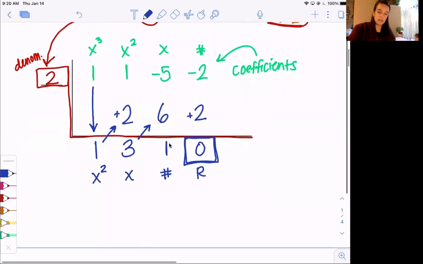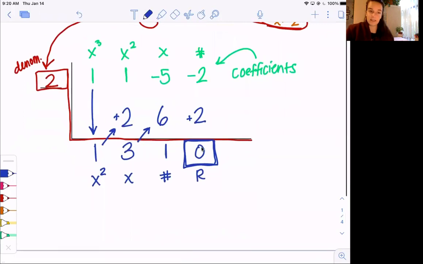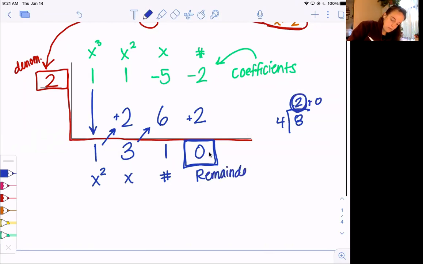So when I write my answer, well, my remainder is 0. I don't have anything left over. So when I write my answer, I don't need to include this remainder. If I was doing 8 divided by 4 and I got 2 and I wrote remainder 0, that's not necessary. I would just write 8 divided by 4 is 2. So if my remainder is 0, I don't need to write it. I'm going to write my answer as 1x squared, so x squared, plus 3x, using plus because that 3 is positive, and then plus 1.